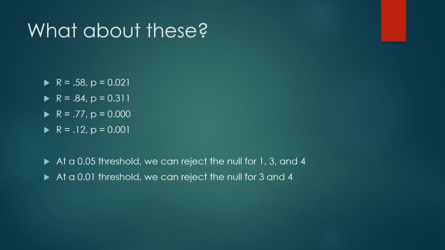If I get a correlation coefficient of 0.84, but my p-value is 0.311, that's a 31% chance that my results are wrong, that they're purely by chance, and that there really is no relationship between those variables. So I fail to reject my null hypothesis on that one.